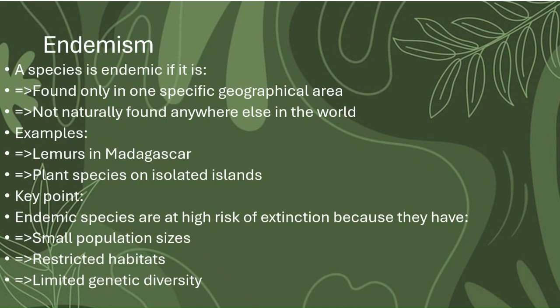So, a species is considered endemic if it is found only in one specific geographical area and not naturally found anywhere else in the world. Examples include lemurs in Madagascar and plant species on isolated islands, and you also have pandas in China. Endemic species are at high risk of extinction because they have a small population size, restricted habitats, and limited genetic diversity.